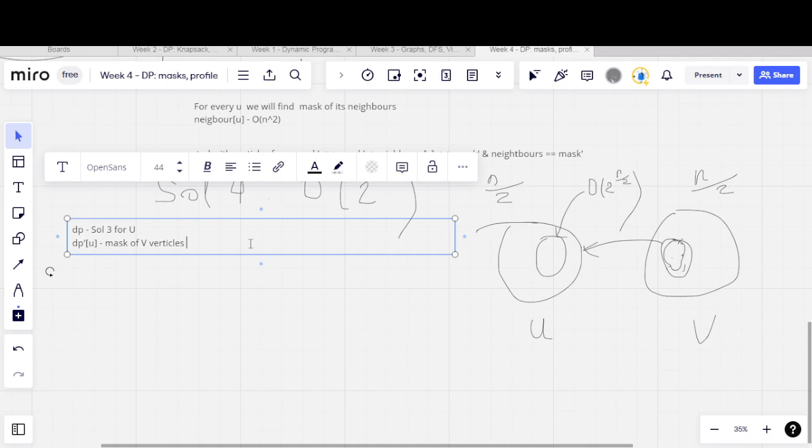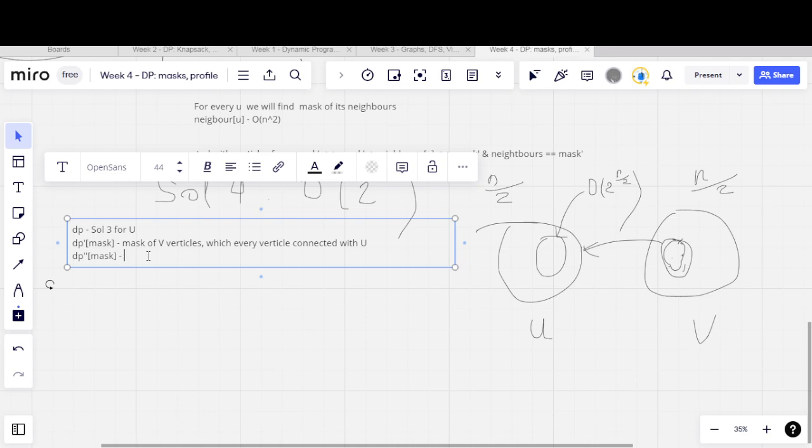mask of the verticals, which every vertical connected with U. Then we choose maximal click in this mask. We calculate the pair mask. Okay, we calculate the pair mask.